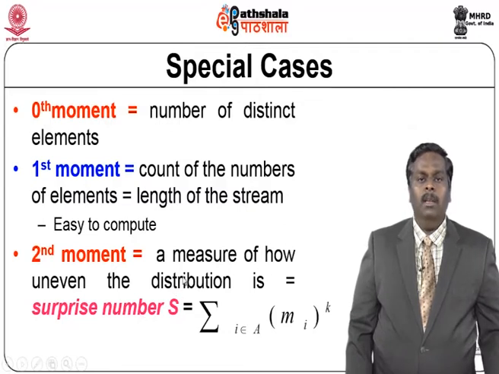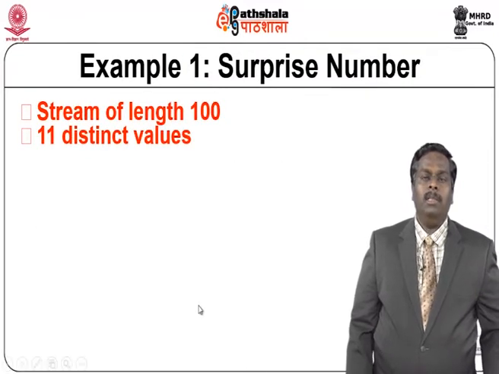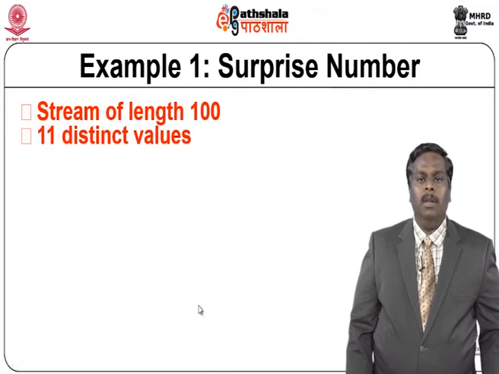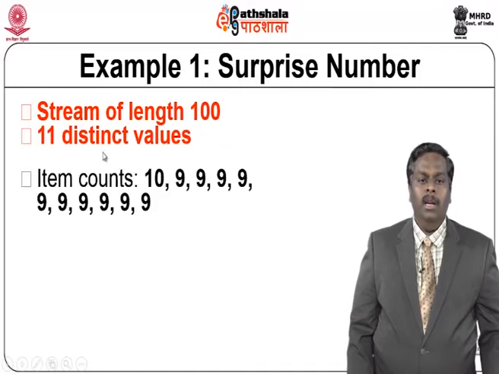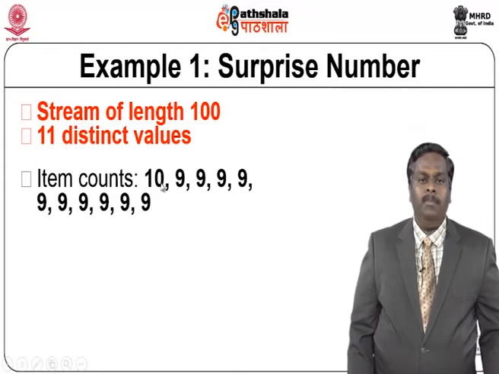So, you can find moment estimation as a very important application in many scenarios. Now, let us understand what the surprise number is using an example. Assume you have a stream of length 100 and there are 11 distinct values. Only one of the 11 distinct values has occurred 10 times, and the rest of the 10 values have occurred 9 times each.